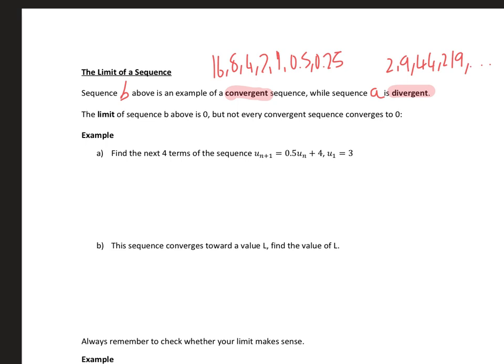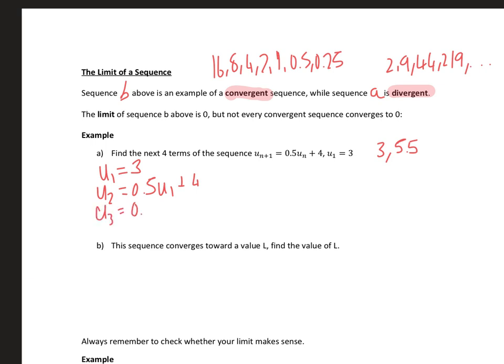Okay, so let's look at the next example. Find the first 4 terms of the sequence u(n+1) = 0.5 u(n) + 4, where the first term is 3. So I've got the first term is 3. To get the second term, I'm going to do 0.5 times the first term plus 4. So if I just write them here, 3, then the next one will be 5.5. I'm writing it as decimals, so it's a bit easier to see if there's a limit.